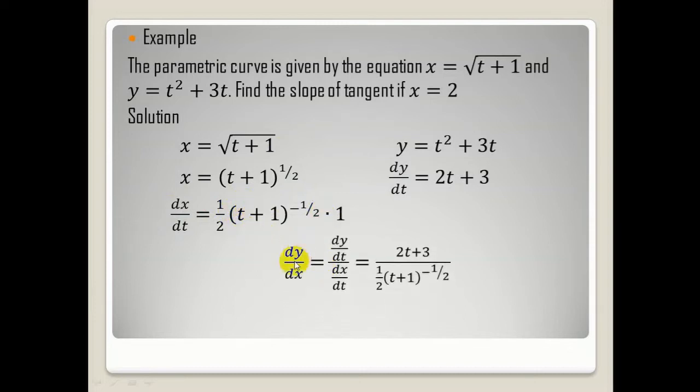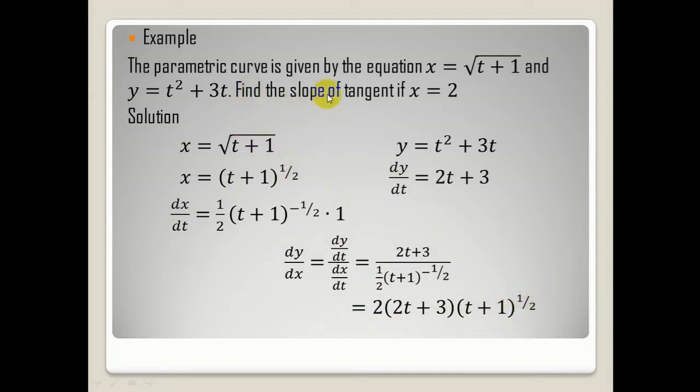So dy over dx equals dy over dt over dx over dt. You can cancel dt, so it's still the same result as dy over dx. So you substitute the dy over dt here and the dx over dt here. So the result for the first derivative is 2 times (2t plus 3) times (t plus 1) to the power half.